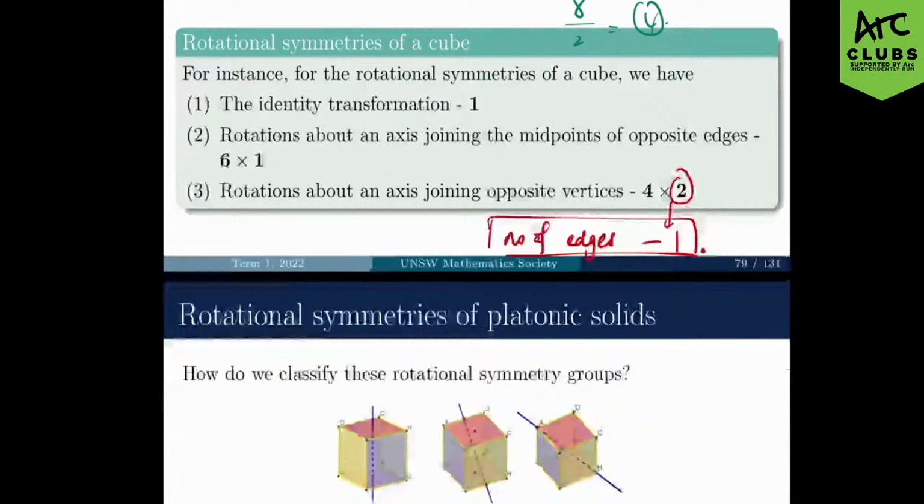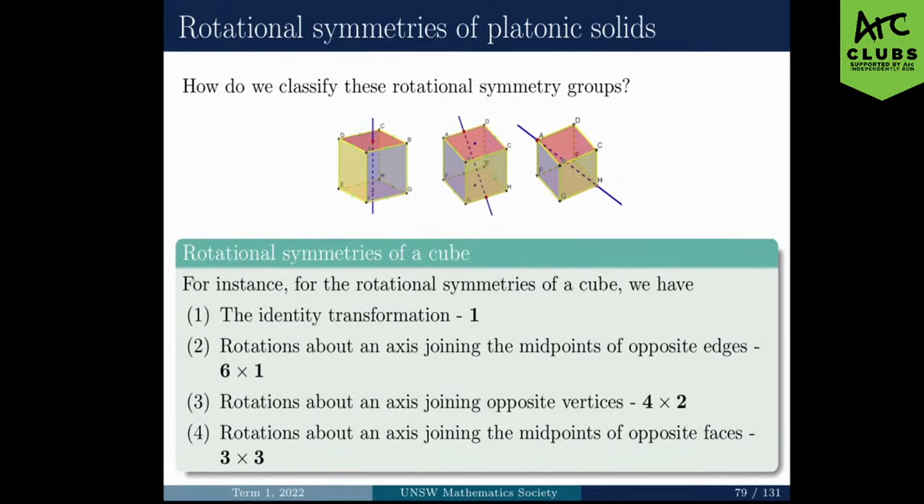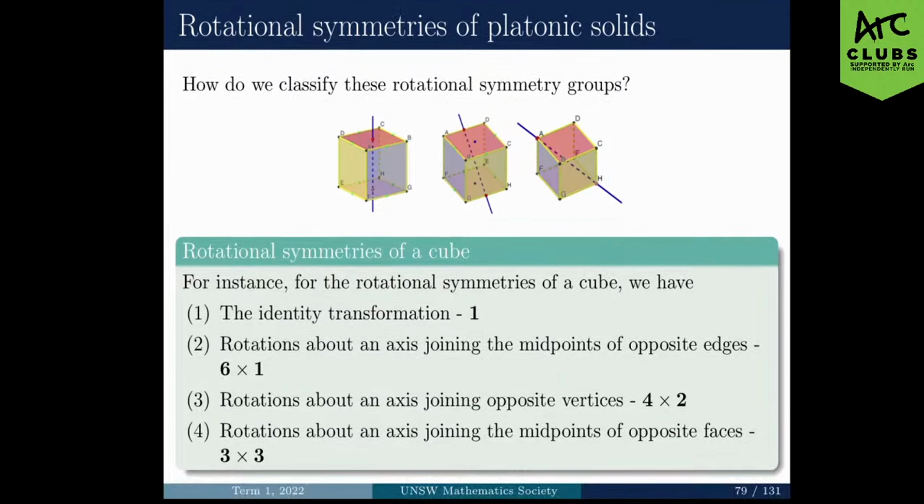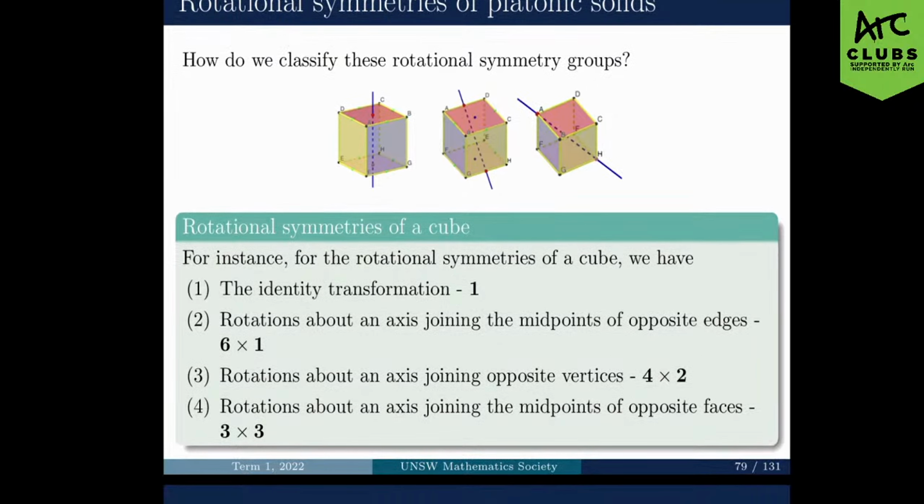Cool. And the last one over here is we're looking at the rotations joining the midpoints of opposite faces. So first of all, how many pairs of opposite faces? Well, 6 faces, so we got 3.